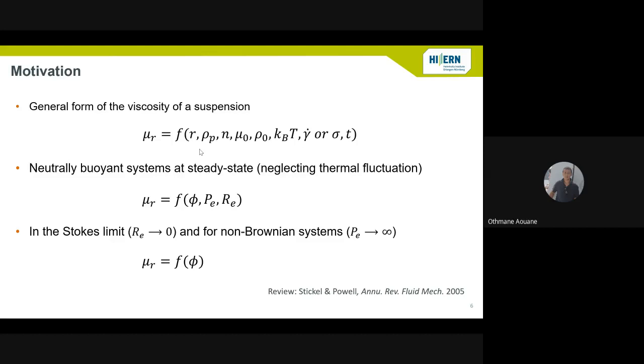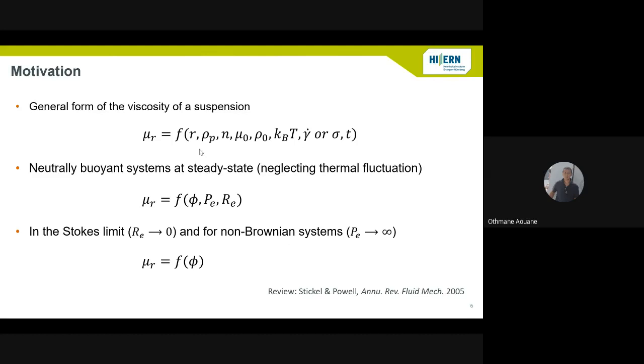So generally speaking, for suspensions of colloids, the viscosity depends on a large number of parameters. So the size of the particle, the density of the particle, the number density, the parameters of the fluid, so basically viscosity and density of the fluid, the temperature, the external stress or the shear rate, and time sometimes. Then if you introduce dimensionless numbers, and you take an assumption that you neglect thermal fluctuation, you end up having a viscosity that depends only on 3 variables.